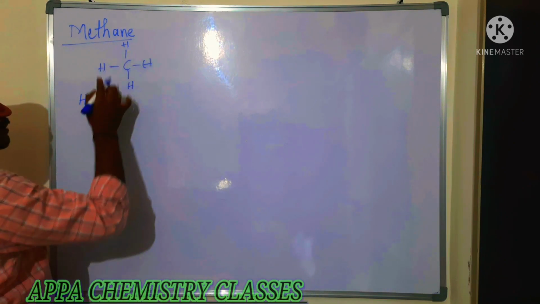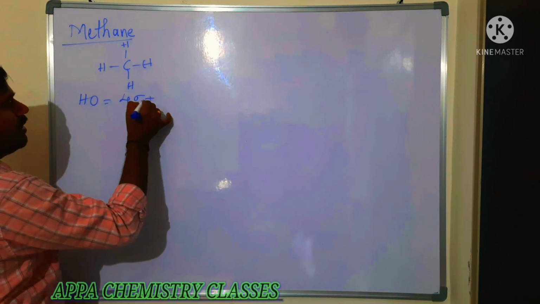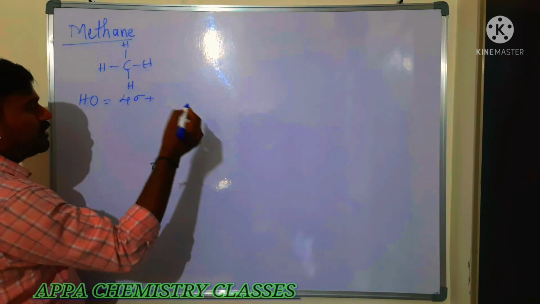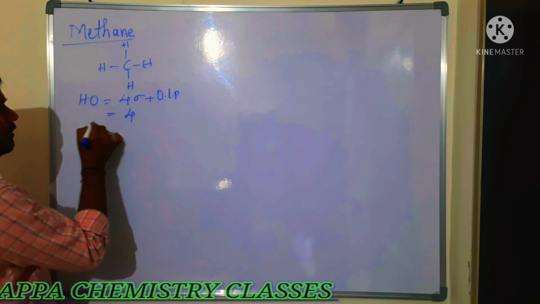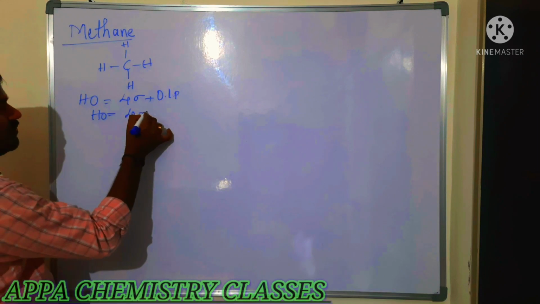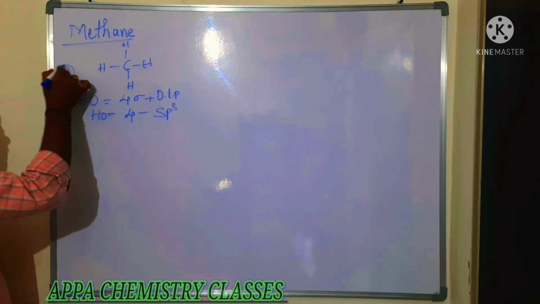Carbon will have 4 sigma bonds. Central atom, 4 sigma bonds, plus how many lone pairs? Carbon will not have any lone pair, 0 lone pairs. So total hybrid orbitals equal 4 means which hybridization is it? sp3. Is that clear? First example.